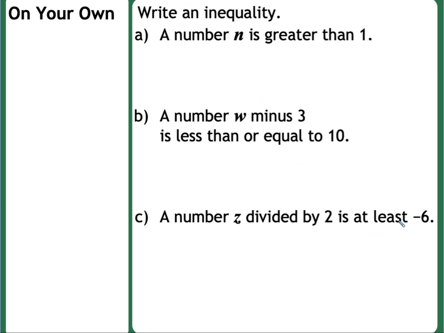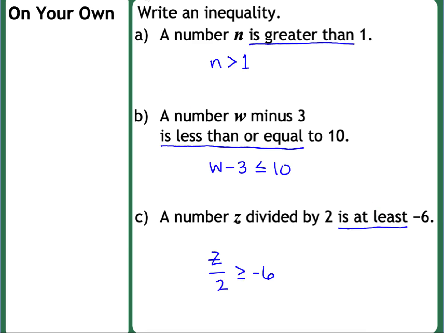All right, go ahead and try some on your own. Really, the tricky one is this at least. So if the temperature is at least -6 degrees, think about which inequality you would use. All right, so for A, a number n is greater than 1. A number w minus 3 is less than or equal to 10. And a number z divided by 2 is at least -6. So if it's at least -6 degrees out, that means it's greater than or equal to -6. And then I need the z divided by 2.